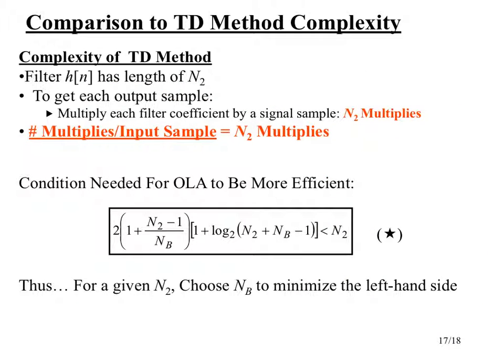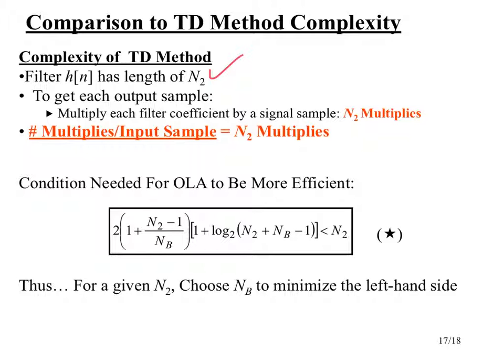Next slide, and we need to compare this to doing the time domain method. So our filter has length of N2, and therefore, assuming that this filter doesn't have some symmetry aspects, which we'll see later on that good FIR filter designs typically have some sort of symmetry, which means that we could cut the number of multiplies in half, exploiting that symmetry. But we're going to assume that there is no symmetry here.